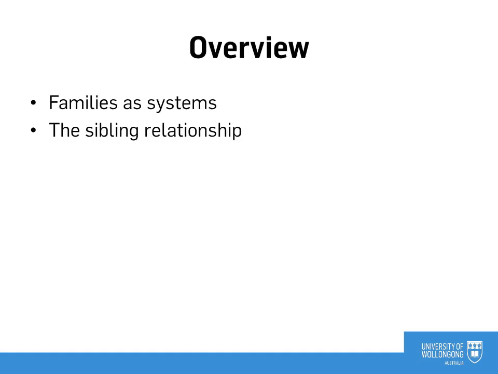So first we'll begin by talking about family systems theory and how that can help us understand dynamics in families. And then we'll look specifically at the relationship between siblings and what factors can influence that relationship, and also how those relationships can impact children's development.